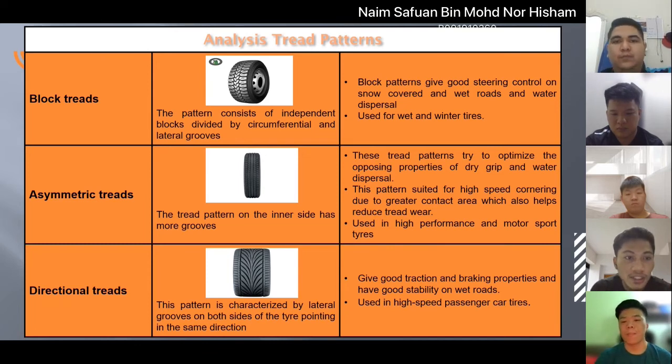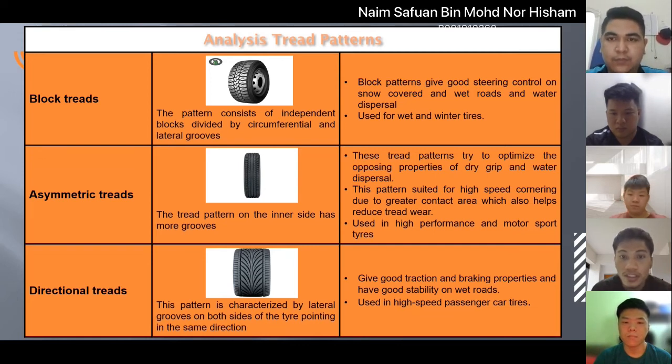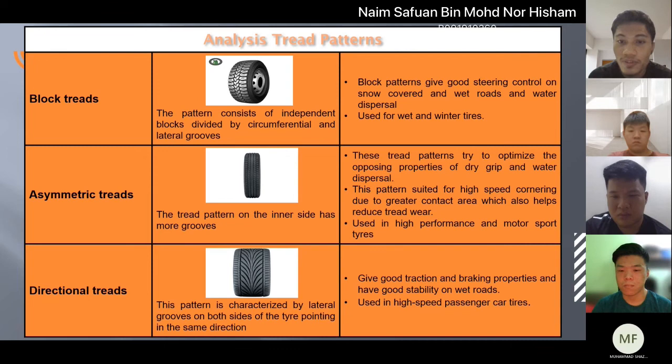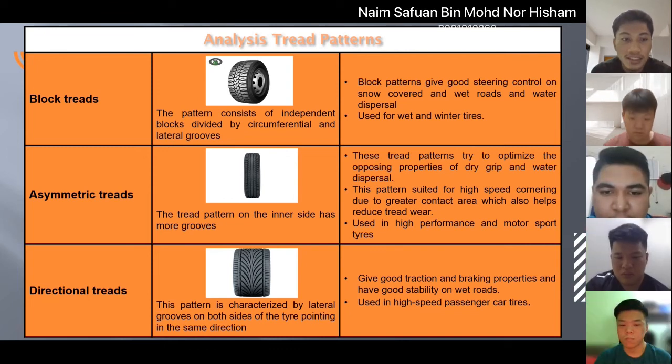So next we go to asymmetric treads. For this tread pattern, the tread pattern on the inner side has more grooves. Okay, so this tread pattern tries to optimize the opposing properties of dry grip and water dispersal. So this tread pattern is suitable for dry and wet conditions. Usually, this tread pattern is used in high performance and motorsport tires.